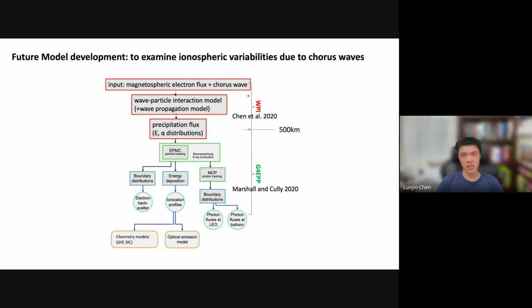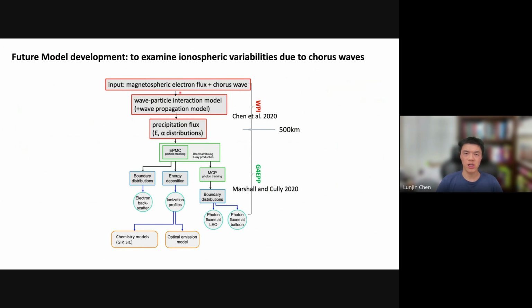And the next thing we are working on now is to try to use this precipitation flux set at 500 kilometers as the output boundary condition for this Gen4 energetic particle precipitation model.